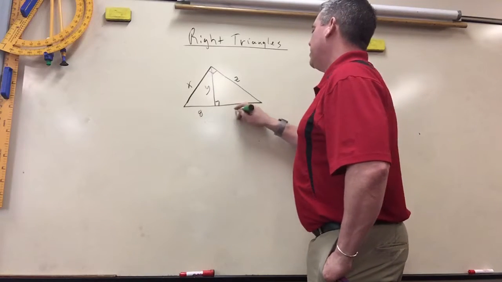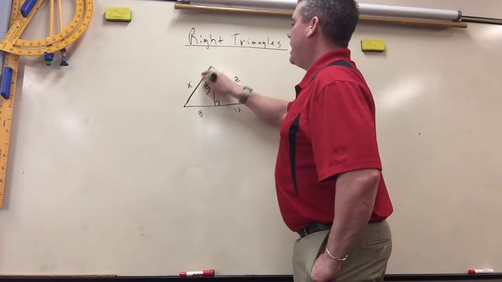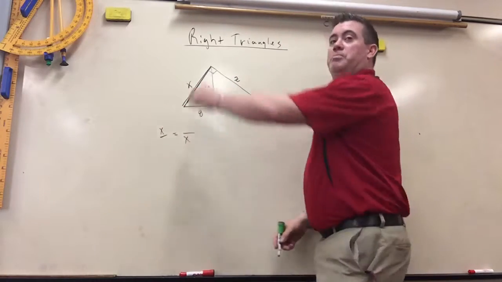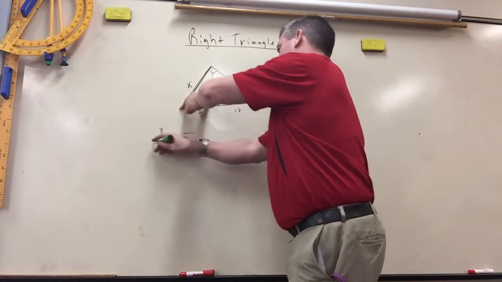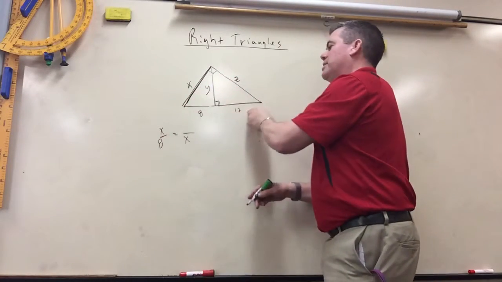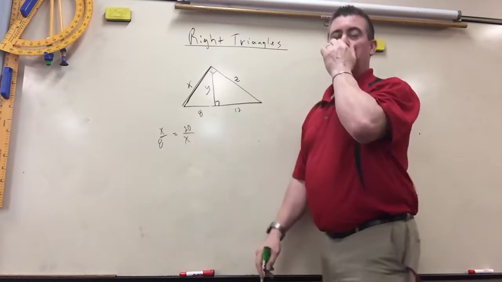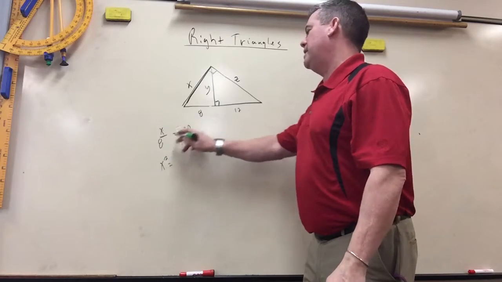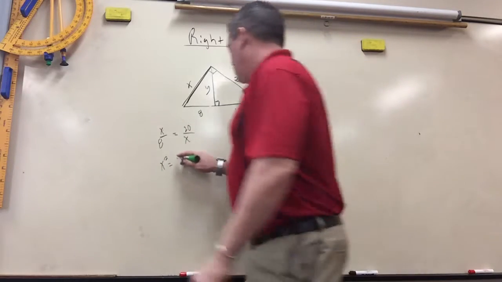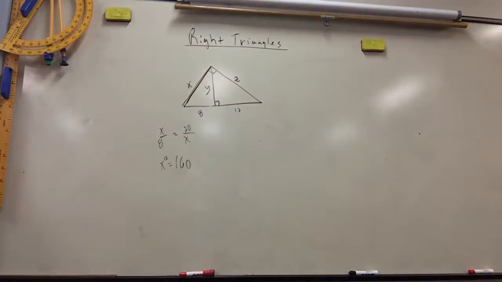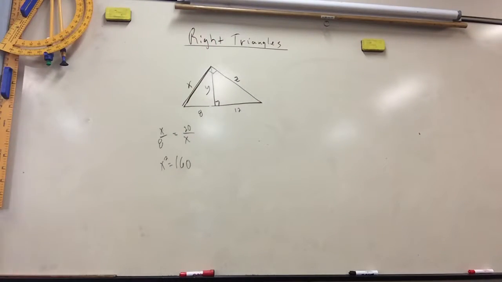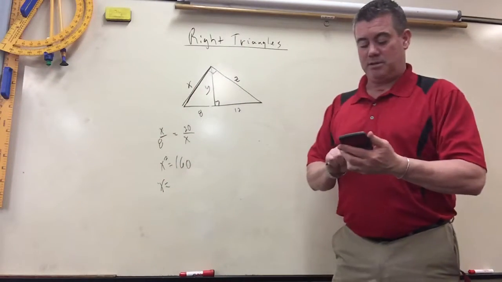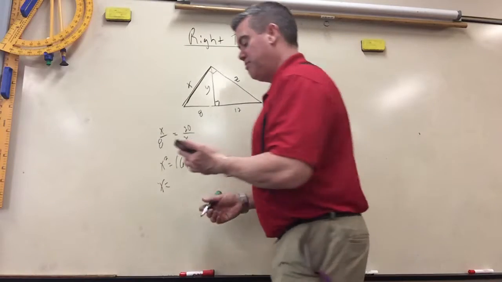If this is 8 and that's 12, x is a geometric mean. And when you put this leg in there, you put this piece and the entire length, which is 20. So when you solve it, it'd be x squared equals 8 times 20, which is 160. Then you square root it, round to the nearest tenth, and you get 12.6.